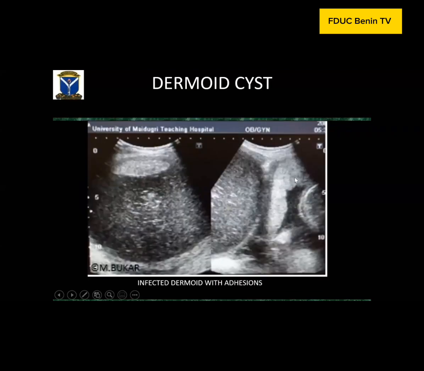This patient presented in the second trimester. You can see the placenta here. You can see the uterine wall. It's difficult to differentiate the uterine wall from the wall of the cyst. So this suggests that there is adhesion here. Here you can see dense adhesions.